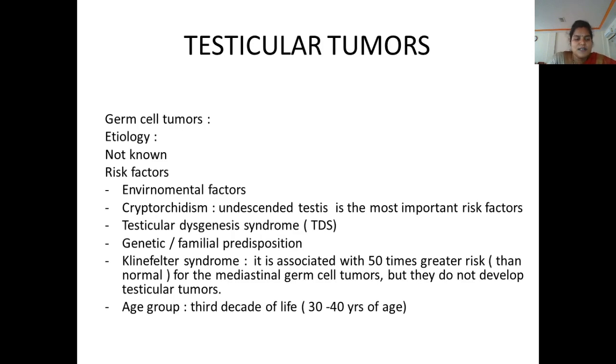Testicular tumors are mostly germ cell tumors. The etiology of germ cell tumors is most probably unknown, with environmental factors. Because of environmental factors and cryptorchidism, undescended testis is the most important risk factor and may cause testicular tumors and testicular dysgenesis syndrome. When testis does not form properly during genesis, this can be seen. Testicular dysgenesis syndrome, genetic or familial predisposing factors, and Klinefelter syndrome.